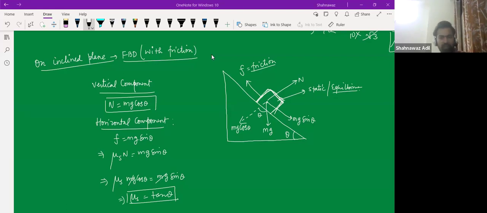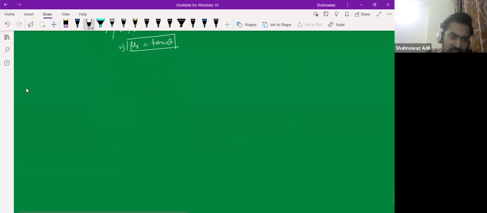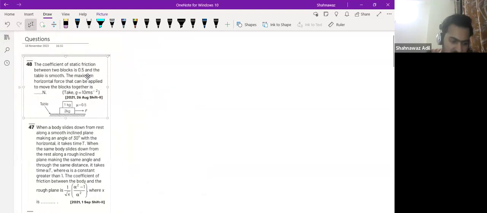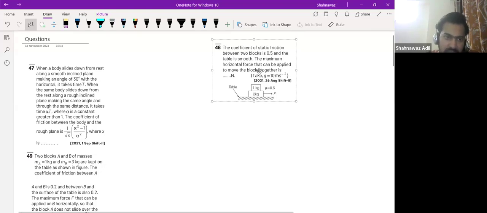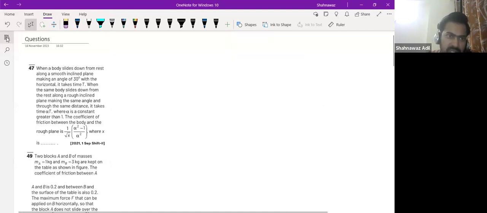Yes, sir. Remember, whenever they say that the surface is frictionless, then this F would not be here, right? So this will slide down. We will do some questions based on this later. But let us do some questions from friction. This is the inclined plane one, we'll talk about it later. But let us do two questions which are very, very important.